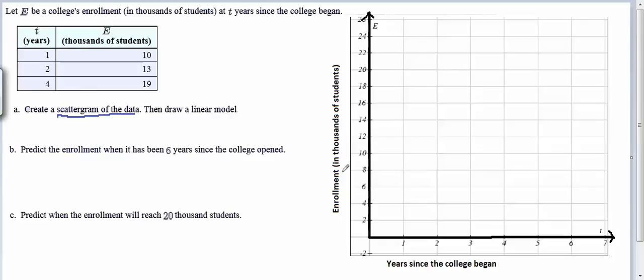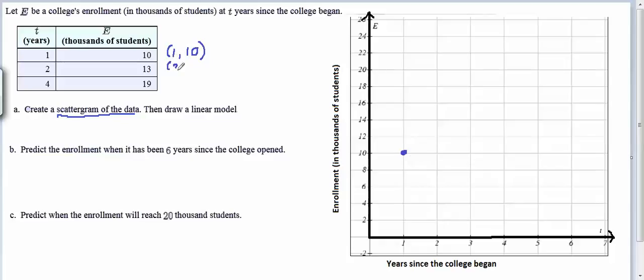So you would want to set up your X and Y axis, identifying that your independent variable here, which is T, should be on your horizontal axis, and your dependent variable, which is the enrollment, should be on your vertical axis. And now we're going to look at the ordered pairs that we're graphing. So our first ordered pair we need to graph is 1, 10. So I go to a t value of 1, and I go up to an e value of 10. There's my first data point.